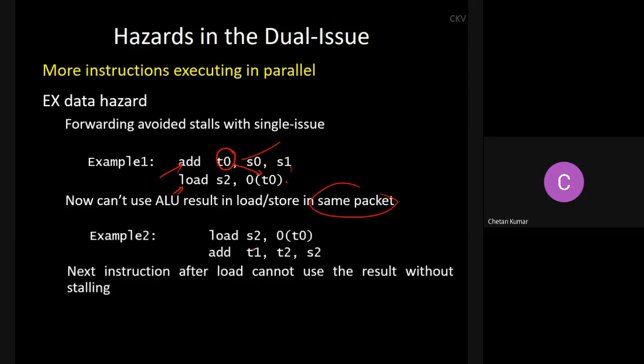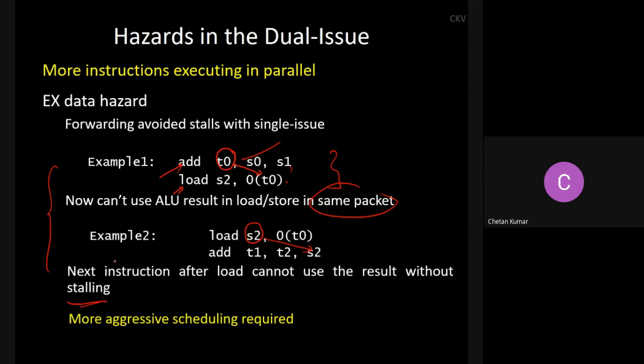The other case is something like this. Here your s2 is getting loaded and the same is being used in the next instruction. The next instruction after a load cannot use the result without stalling. At this point maybe forwarding can be implemented, but this cannot be avoided because memory will happen later, and then you might have to forward that value. So in these cases you might have to either stall, or you might require more aggressive scheduling so that these cases will not occur. You try to separate them such that this goes into a different packet and this goes into a different packet.